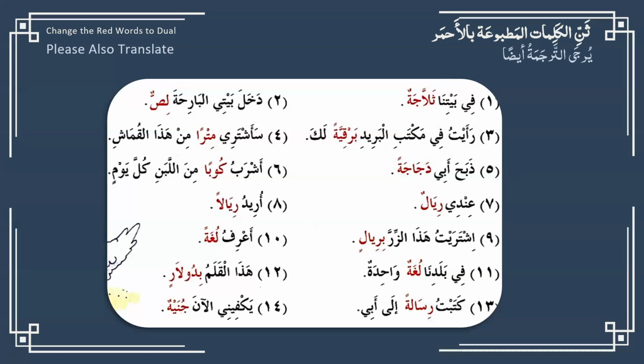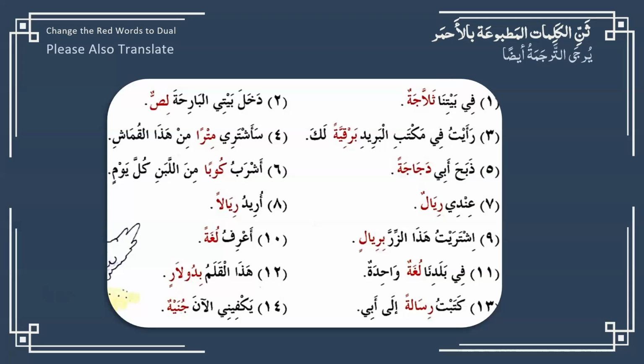أريد ريالا. I want 1 riyal. اشتريت هذا الزر بريالي. I will buy... I don't know the meaning of zirra. I'm sorry. The button. Oh, I will buy this button with this riyal.